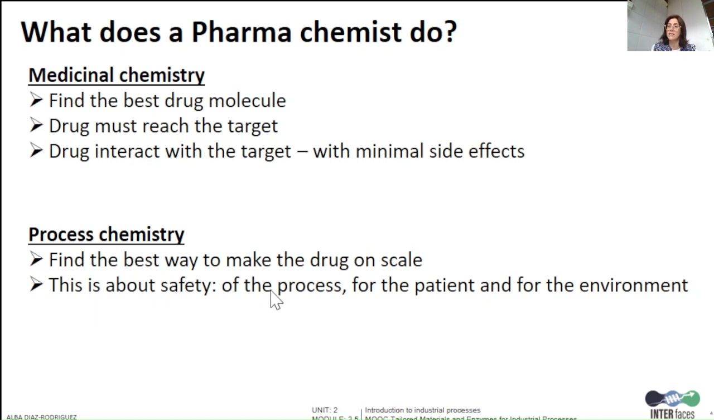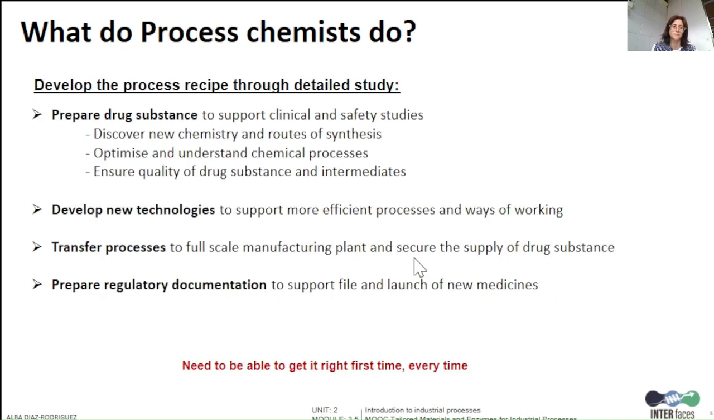This is a process that is a lot about safety of the chemical process, but also safety for the patient and safety for the environment. So what does a process chemist do? We basically develop the best process recipe through a very detailed study. We have to prepare the drug substance to support all the clinical and safety studies. For that, we need to discover new chemistry and new routes of synthesis.